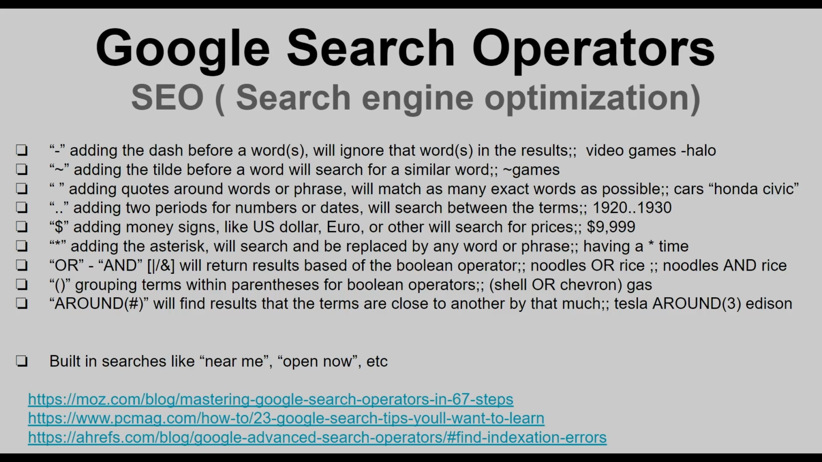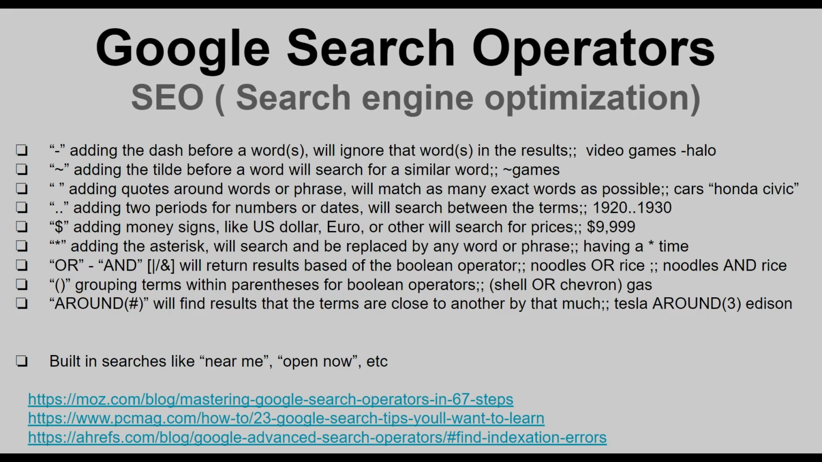Then you can even do Boolean operators, like OR and AND, or using the little pipeline or the and symbol, which will return results based off the Boolean operation. So if you're looking for some food, you could do noodles OR rice, and your search results will return things related to noodles or to rice. Or if you want something with both noodles and rice, you can use AND and type noodles AND rice, both of them using caps, or again those symbols, and those will refine the searches, giving you the OR or the both of AND.